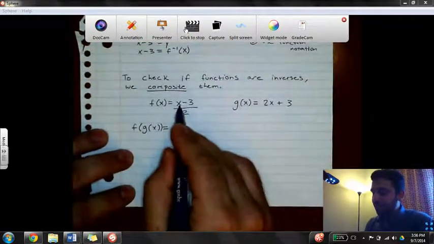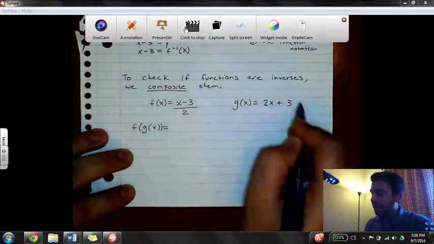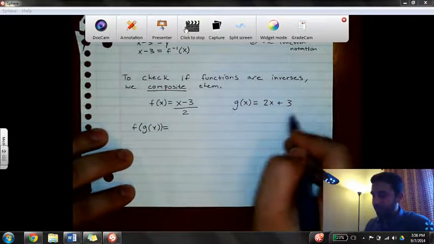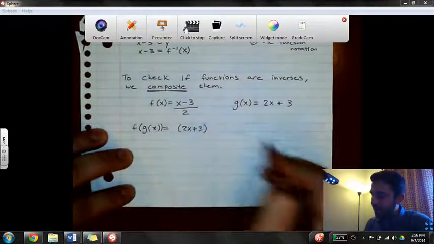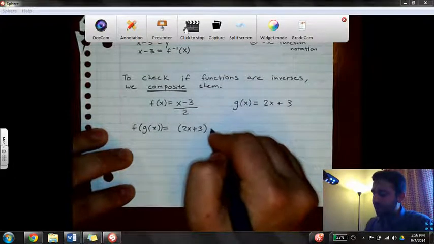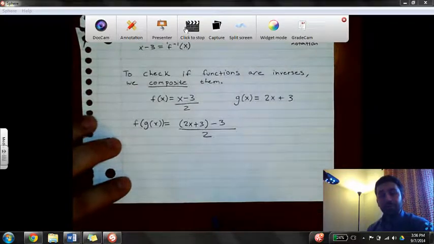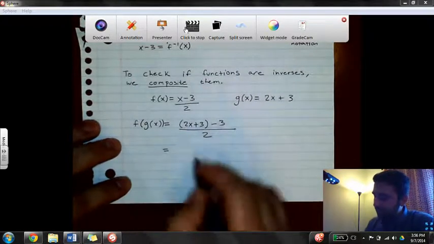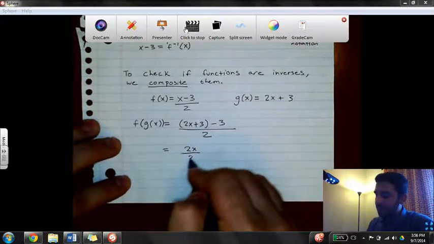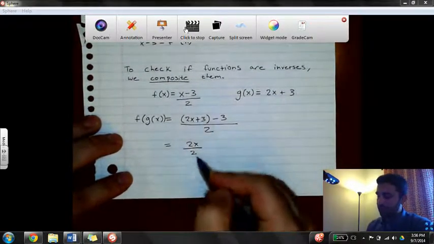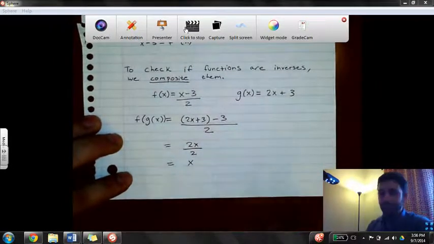So when I'm writing the function f of x, instead of writing x, I'm going to write the equivalent expression of g of x. So instead of writing x, I'll write 2x plus 3, and then I'll finish writing my f of x function. And so from here I can solve 2x plus 3 minus 3. My 3's will cancel and I'm left with 2x divided by 2. 2 divided by 2 is 1. And so I'm left with 1x.